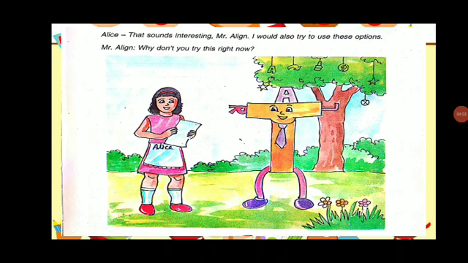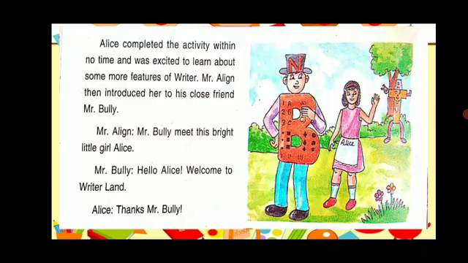Then Alice says, "That sounds interesting, Mr. Align. I would also try to use these options." Mr. Align says, "Why don't you try this right now?" Alice completed the activity in no time and was excited to learn about some more features of Writer. Mr. Align then introduced her to his close friend, Mr. Bully.